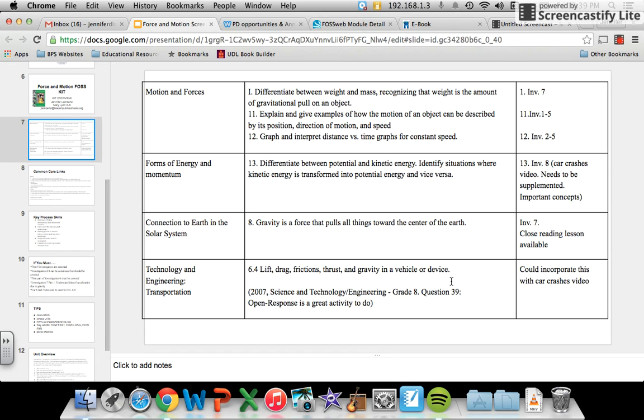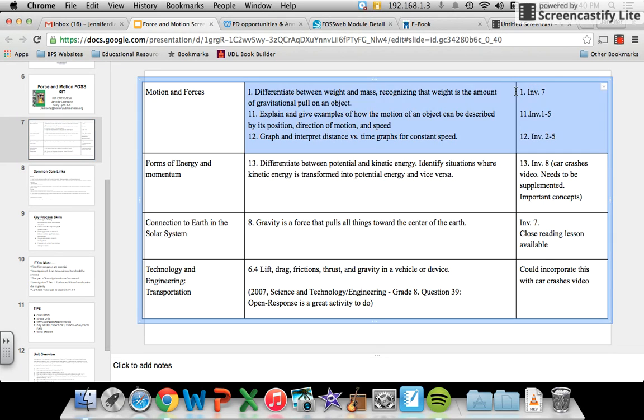So the next thing I wanted to go over is the main standards that will be addressed in this unit. Motion and forces are obviously your 3 big ones. They need to be able to differentiate between weight and mass, recognize that weight is the amount of gravitational pull. Now you'll see that this standard is not covered until investigation 7. So you need to make sure that you get this in before the end of the unit.